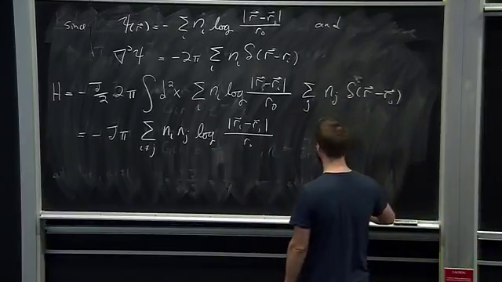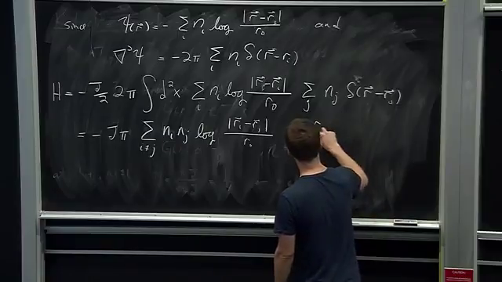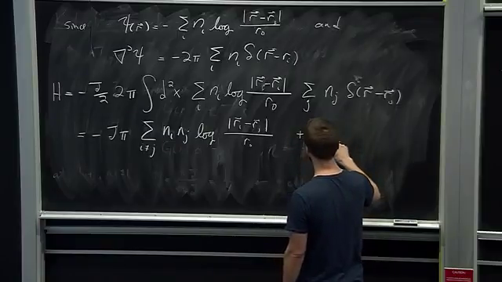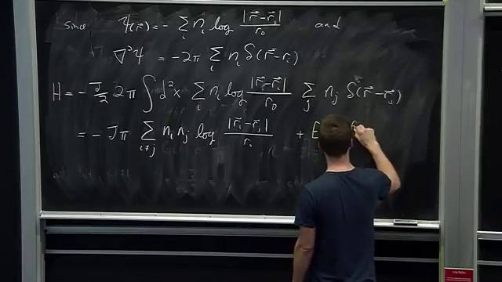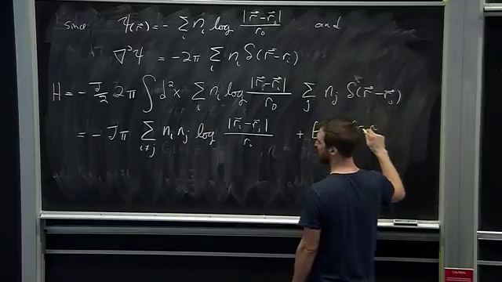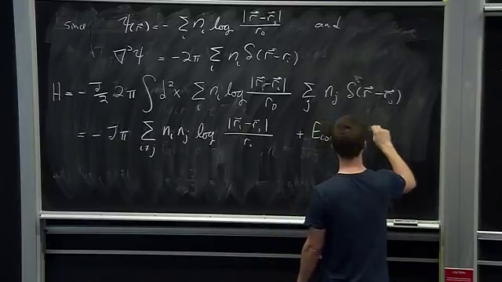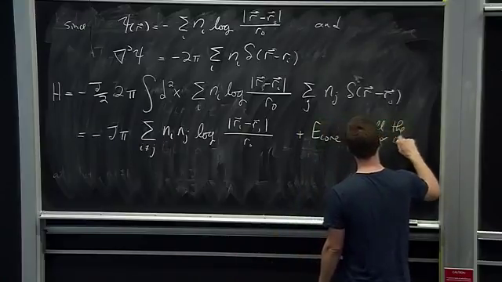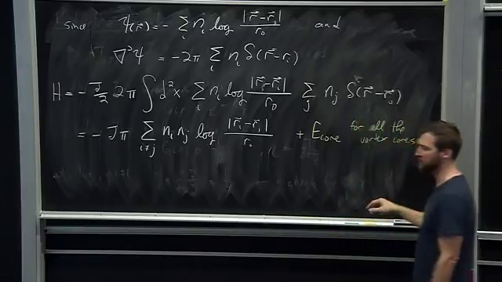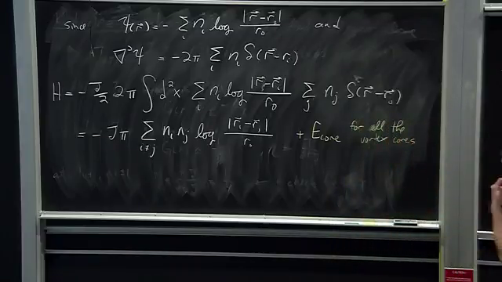And, as always, there's a core energy, E core, for, I don't know, for all the vortex cores. Which doesn't bother you if you're on a lattice.